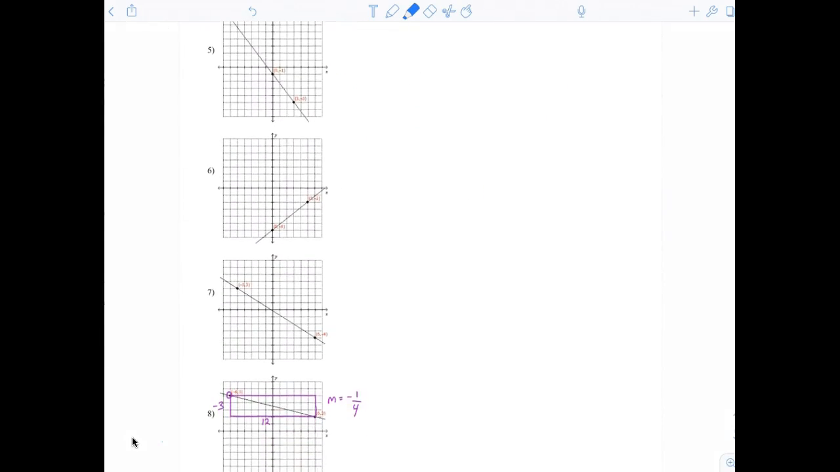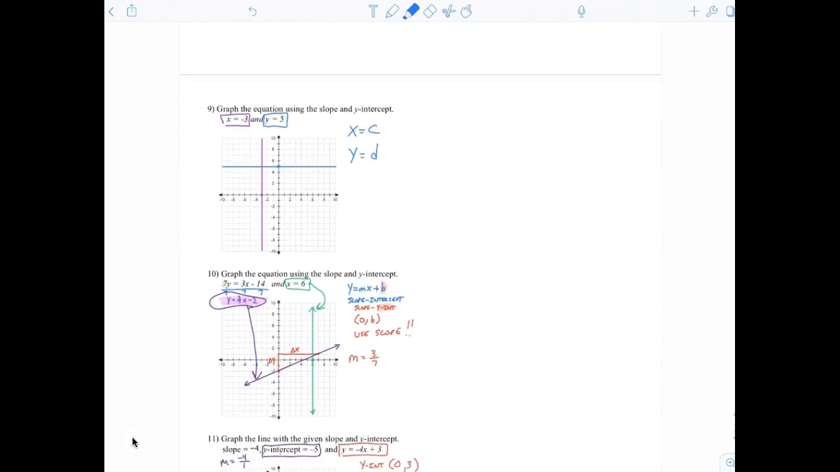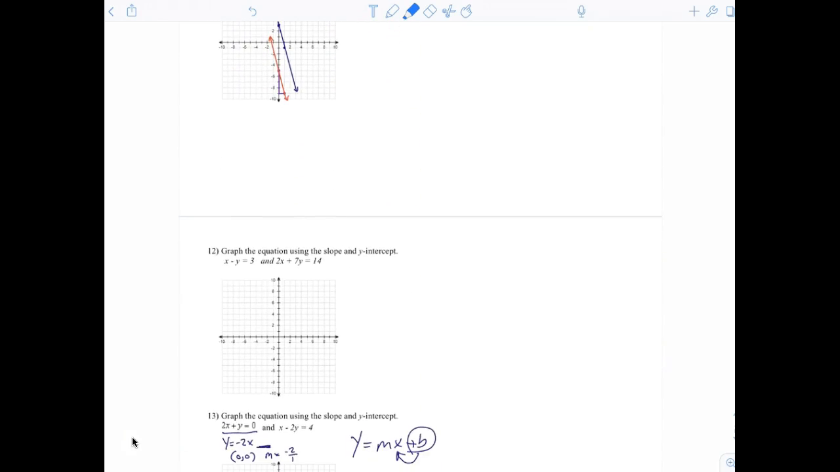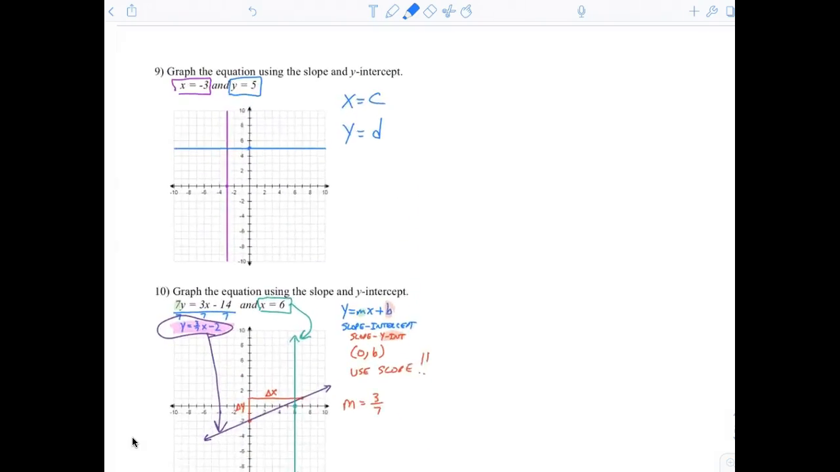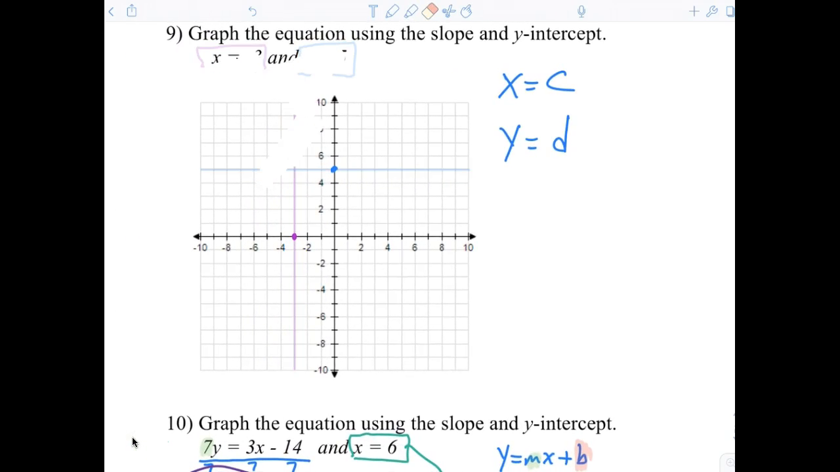Everybody's homework is 5 through 8. I want you to make sure you got that done. Now I'm skipping over to the next lesson. What I want everybody to do is focus on question number 9. I'm going to talk about number 9.